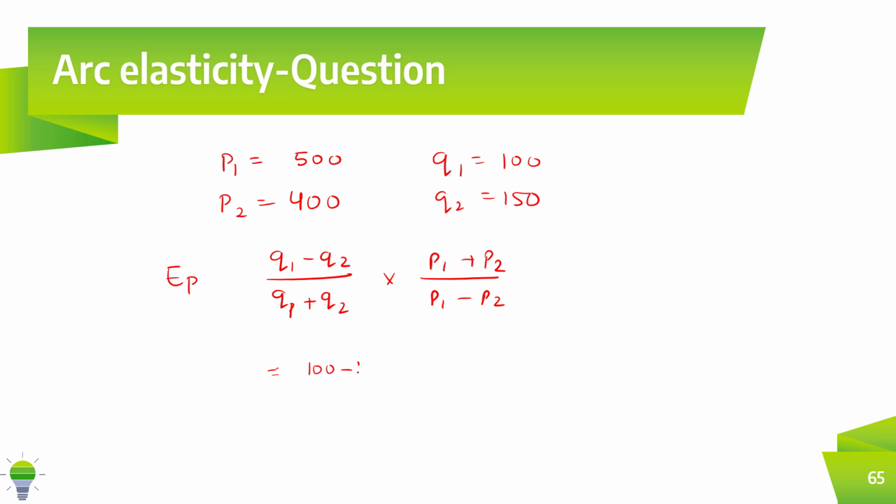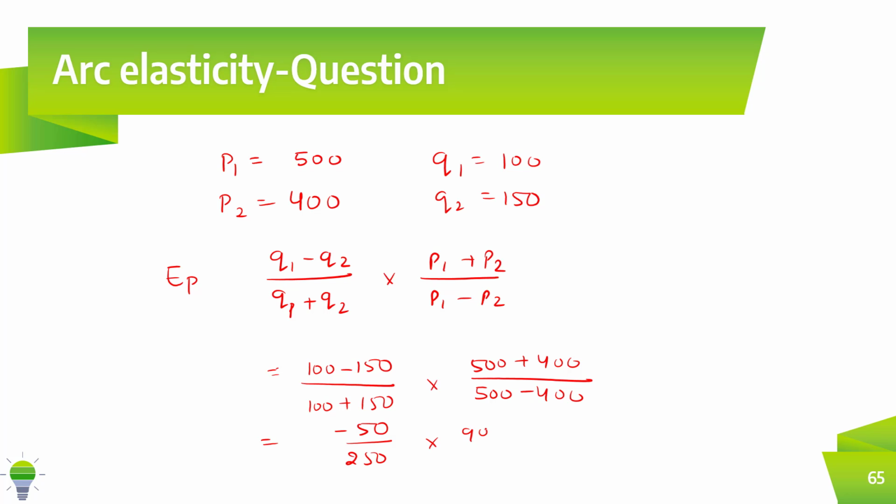100 minus 150 divided by 100 plus 150, multiplied by 500 plus 400 divided by 500 minus 400. So it is 100 minus 150, which is minus 50. Over here it is 250. Over here it is 900 and over here it is 100. If you calculate it using your calculators quickly, we'll get 1.8.